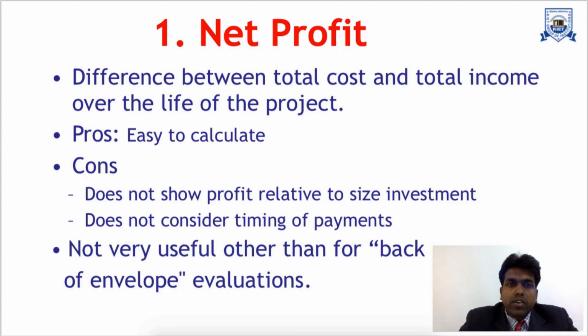So what is basically net profit? It is the difference between the total cost involved in your project and the total income over the life of the project. So whatever income or benefits you are getting, and whatever total cost is involved in the project, it is basically the difference of these two.